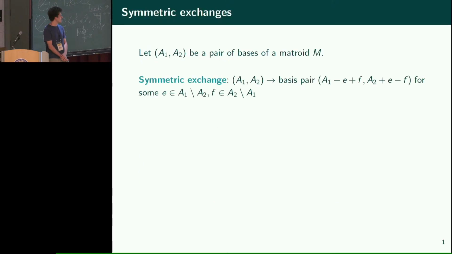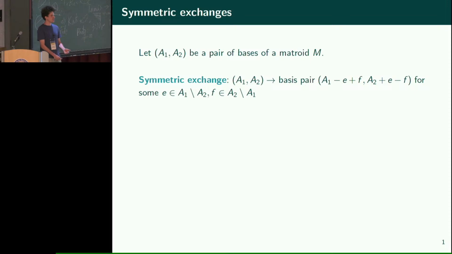So we'll talk about basis pairs, which are just ordered pairs formed by bases of a matroid. If we have a basis pair A1, A2, then we can get to other basis pairs by symmetric exchanges. The strong exchange or symmetric exchange property implies that for any element in A1 minus A2, we get an element such that we can exchange so that both the resulting sets are bases. So for any basis pair, we can get to some other basis pair.